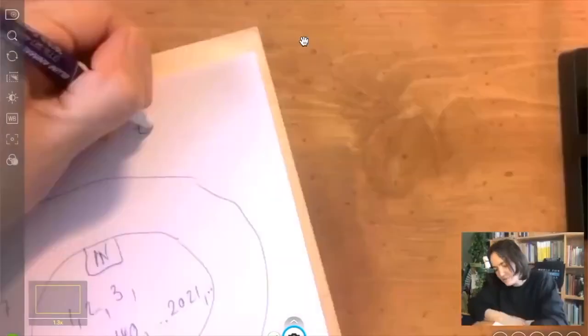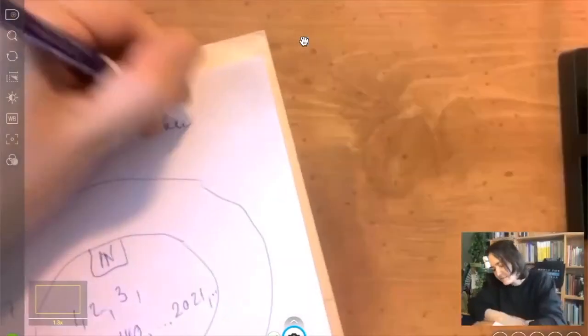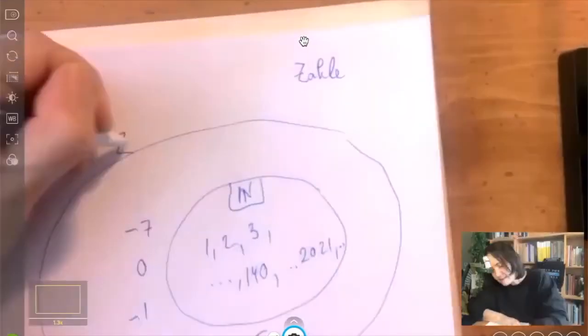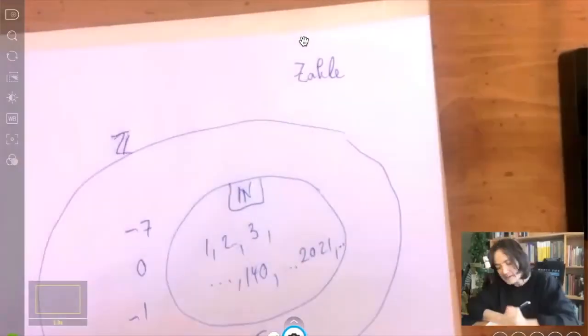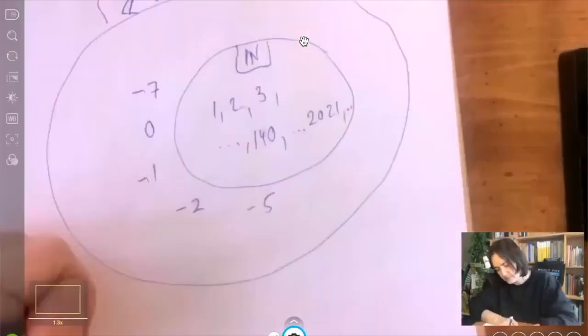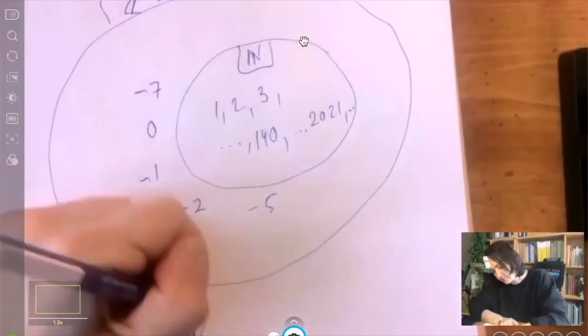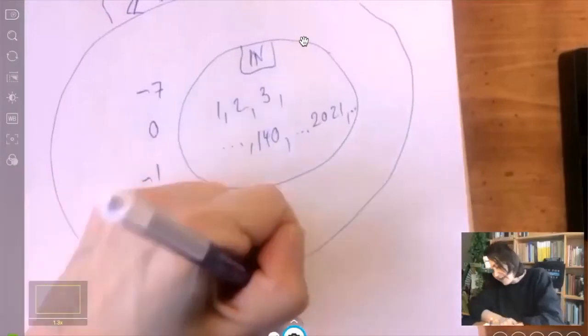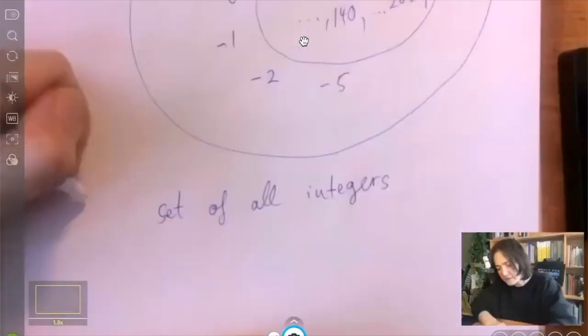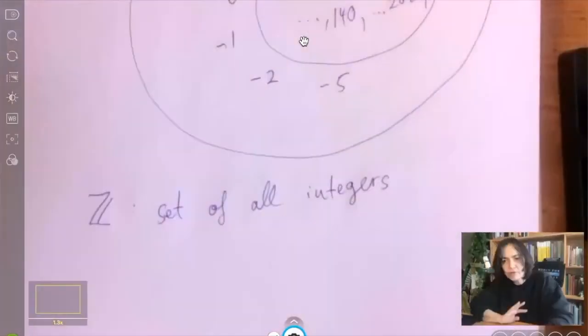You don't have to know this. This is the German word Zahl for numbers. So it's capital Z, and then you double it. This is the set of all integers. And now the set of all integers is closed under what? Let's go through the 4 basic operations.